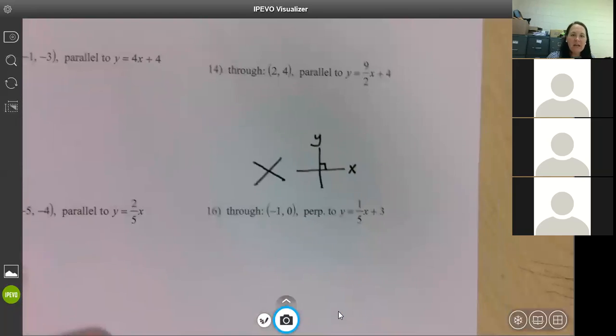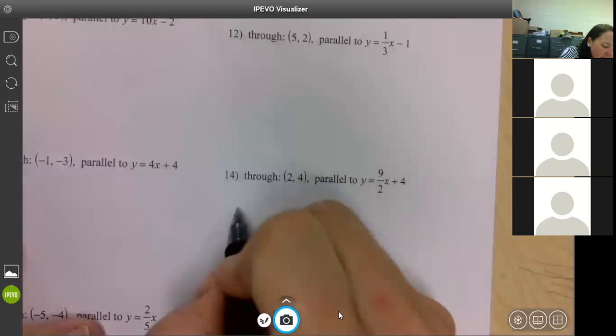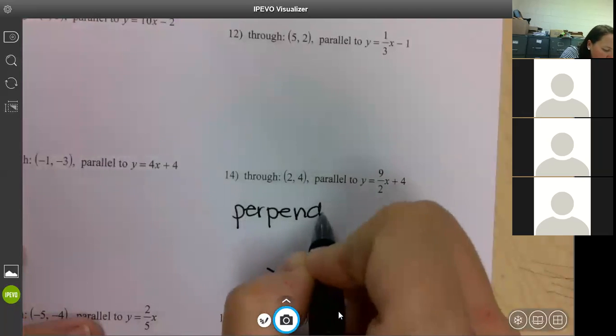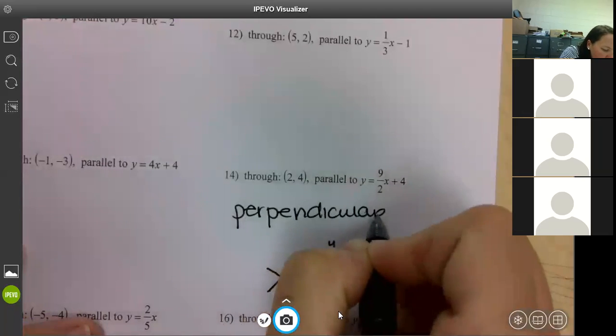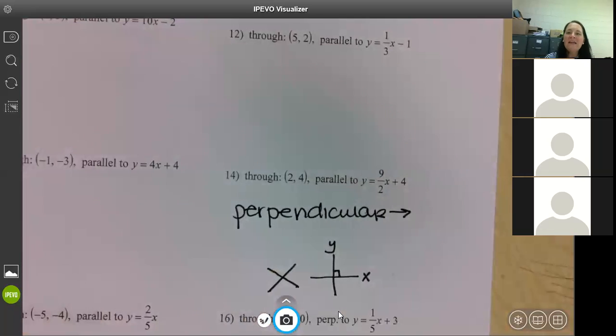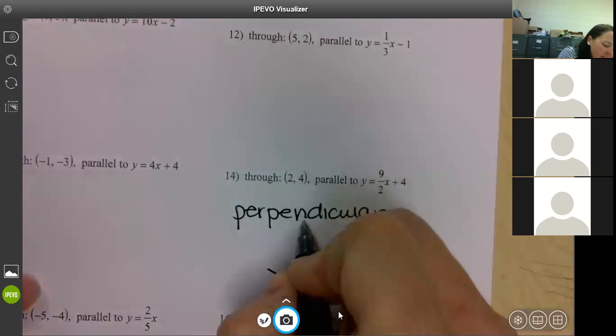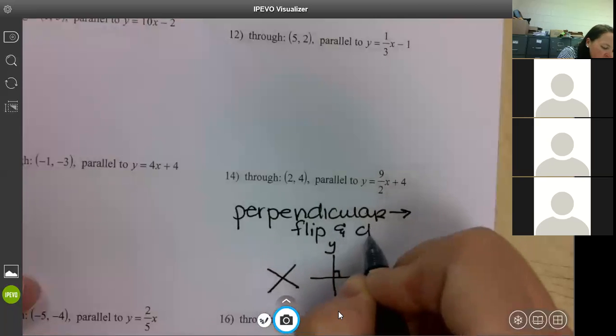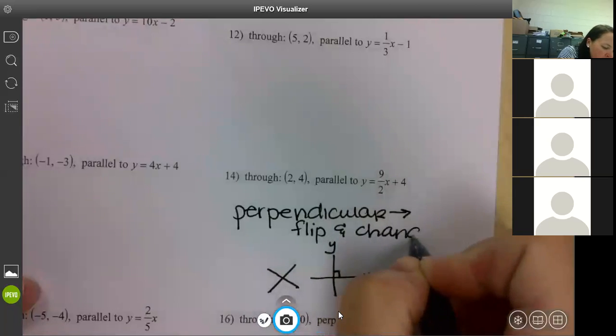So perpendicular, I'm gonna say the big terms and then I'm gonna tell you what it is. It means opposite reciprocal slope, opposite reciprocal. But I'm gonna tell you something different. That means flip it over and change the sign. Flip and change.